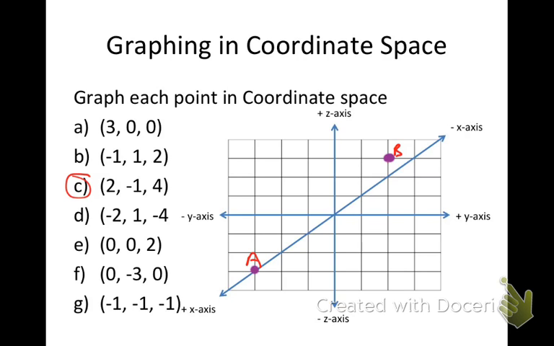Let's try C. I'm going to start with 2. Forward or backward? I'm going to go forward 2. Negative 1, left or right? Left. Left 1. 4, up or down? Up. So C should give me a coordinate about right there.